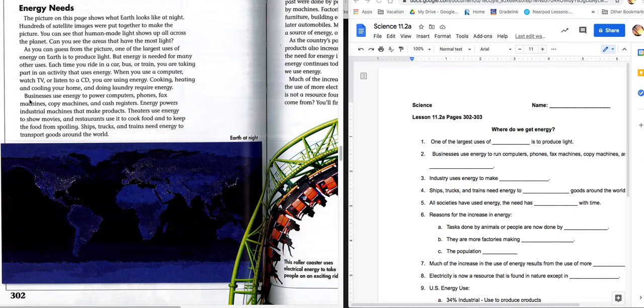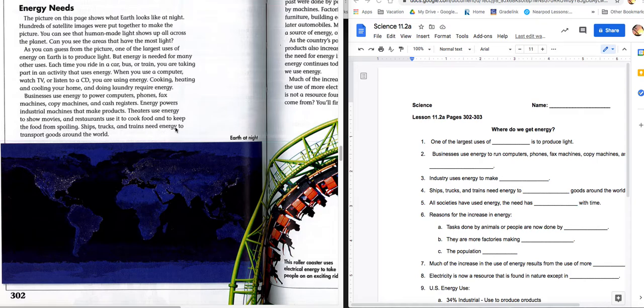Another major use of electricity: businesses use energy to power their computers, their phones, their fax machines, their copy machines, and their cash registers. Number 2 in your notes: energy powers industrial machines to make products. Number 3 in your notes: theaters use energy to show movies. Restaurants use it to cook food and to keep it from spoiling in refrigerators.